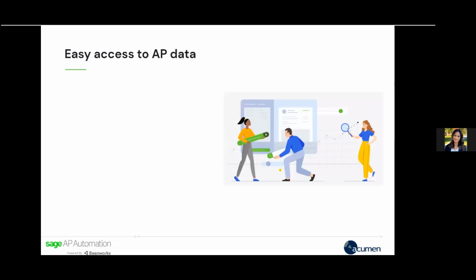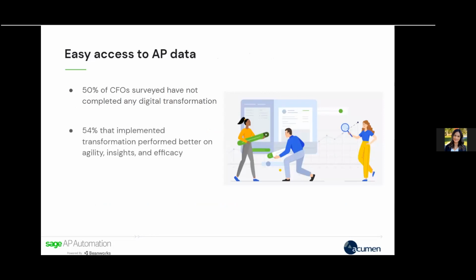A big benefit, especially relevant right now, is easy access to AP data. In the backdrop of COVID-19, a research was conducted with 225 CFOs worldwide, and the study found that 50% had not completed any digital transformation in their financial department during this time. And 54% had implemented some kind of transformation, and they performed better on agility, insights, and efficacy. With automation, 54% of businesses are in a better position to make remote payments. You can easily report on spend and liabilities in real time and find documents faster. Bottlenecks like standing approvals are also much easier to track online.